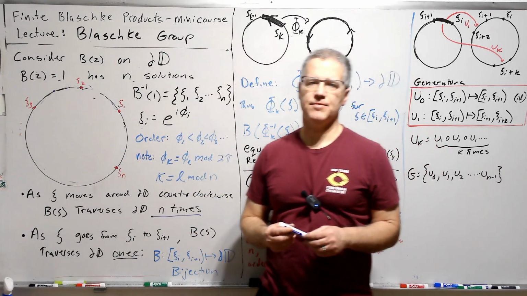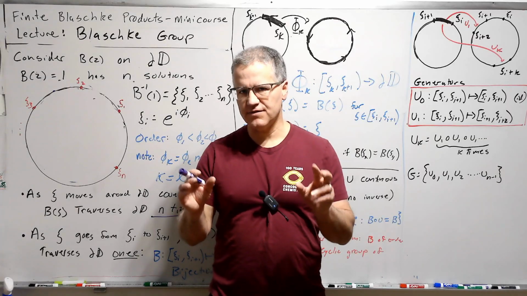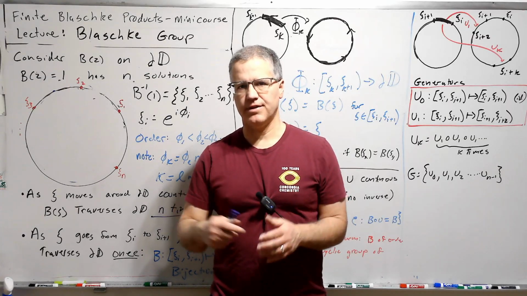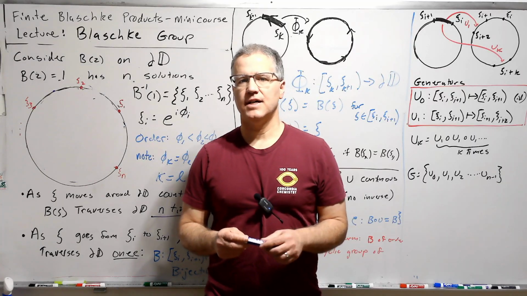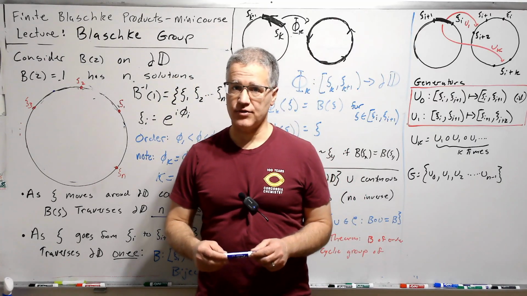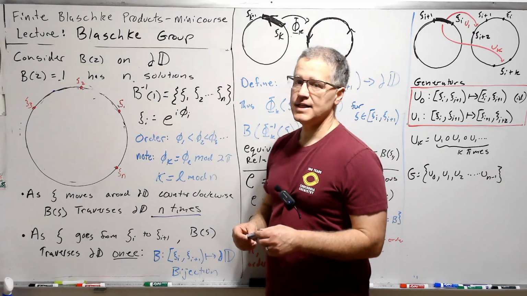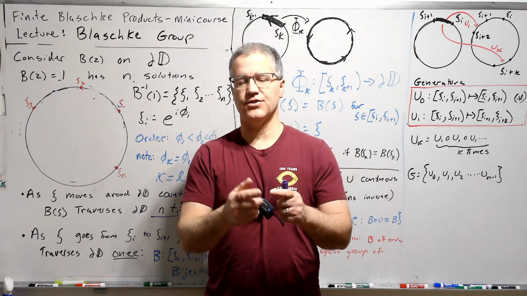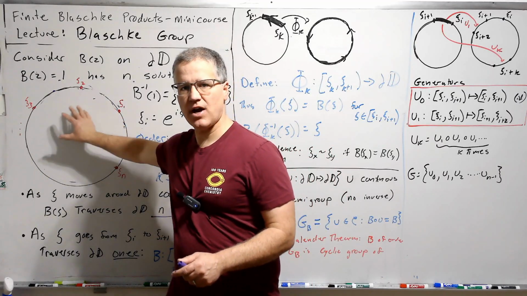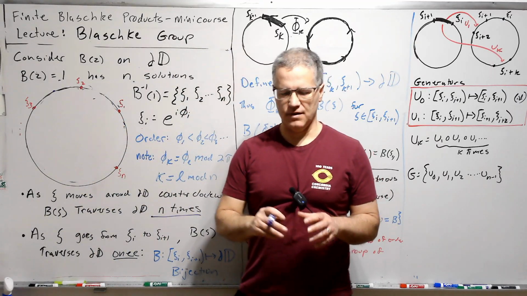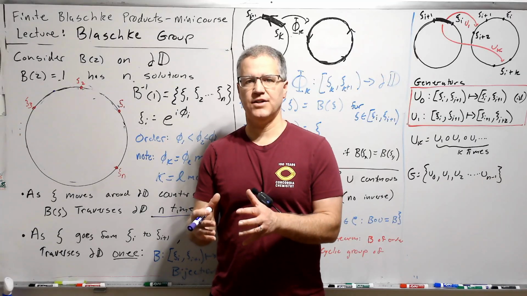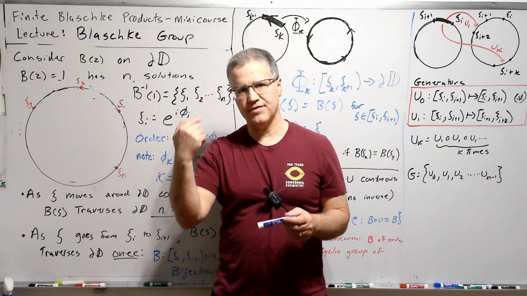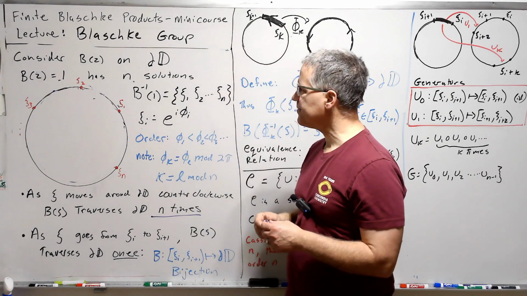So today we're going to talk about one of two group theory aspects we're going to employ with the Blaschke products. This I'm referring to as the Blaschke group, and what we're looking at here is the effect of the Blaschke product on the unit circle. So we know the Blaschke product of course maps the interior of the disk to the interior of the disk, but also maps the boundary of the disk, or the unit circle, to the unit circle.